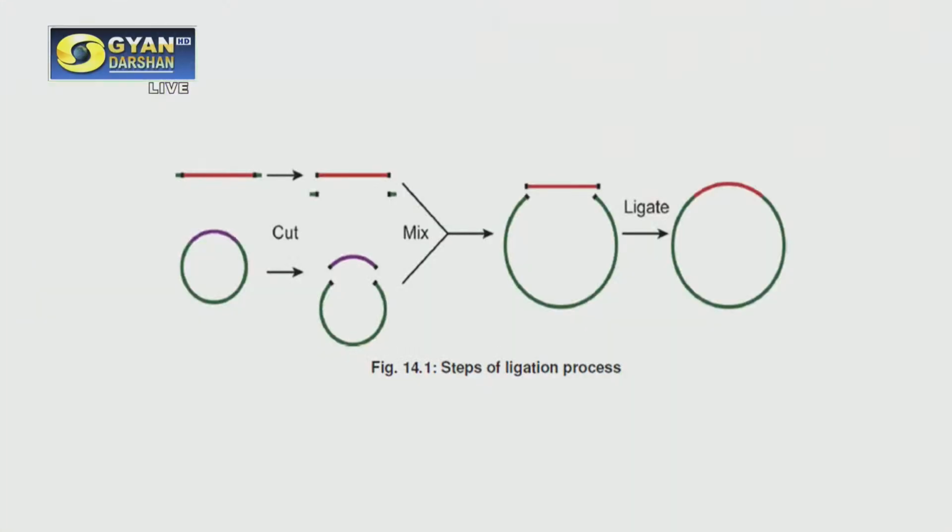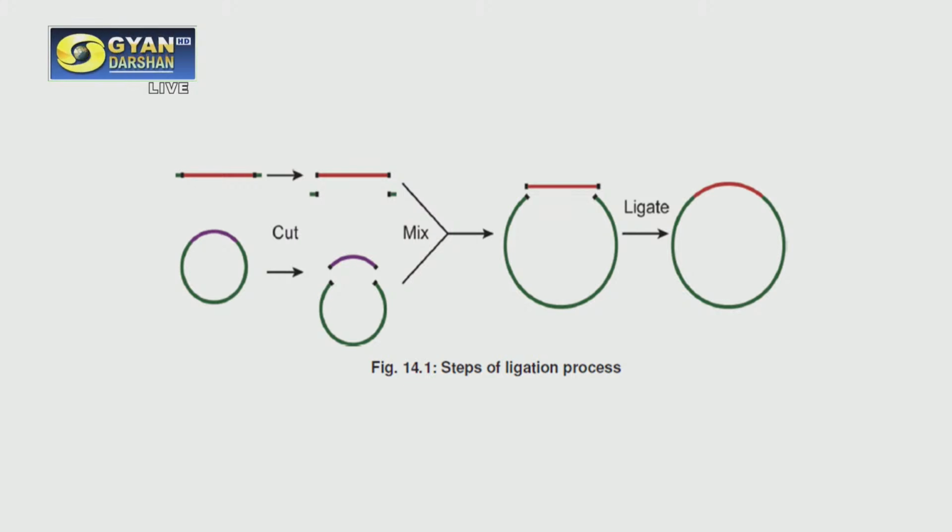So that is all about the ligation reaction. Now the question is, how will you check whether the ligation has properly undergone the ligation reaction or not? Just take a look at the steps of the ligation process which I have shown here. That is, you are cutting the DNA, you are mixing it with the foreign gene, and then you are ligating it. See, the red fragment is the foreign gene.